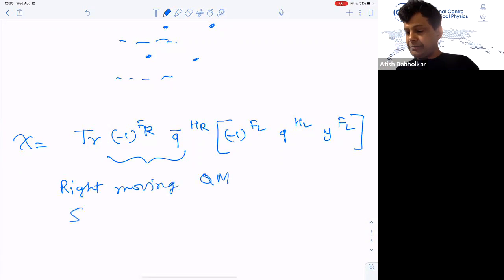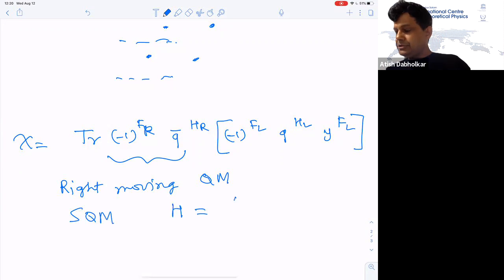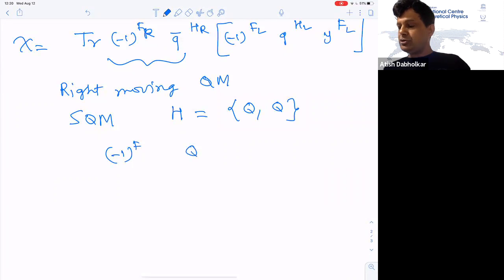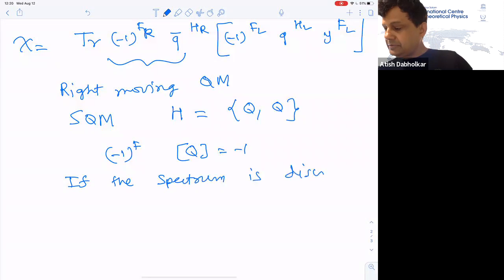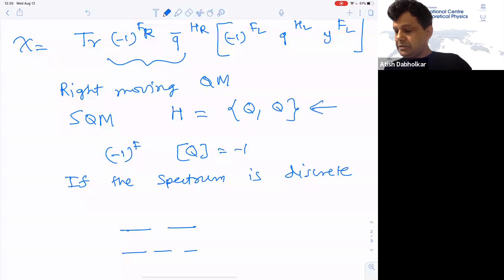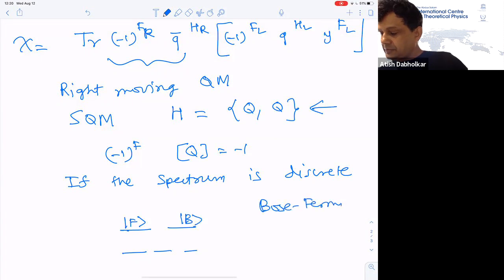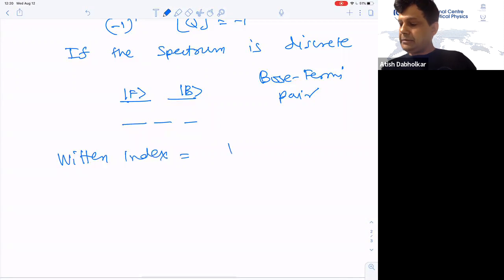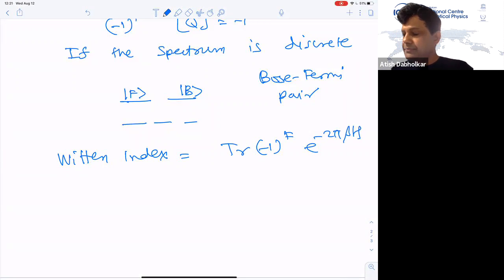And if you remember, if you have a supersymmetric quantum mechanics with some Hamiltonian H, which is the square of a supercharge Q, and if you have (-1)^F, which is the fermion number, such that Q is odd under it, then you know by general arguments, if the theory is compact, which means that the spectrum is discrete, then you expect by this equation that for every fermionic state, there will be a bosonic state. So the Witten index of a supersymmetric quantum mechanics is the trace of (-1)^F e^(-2 pi beta H), let's say. Then the only thing that contributes to this are the ground states.